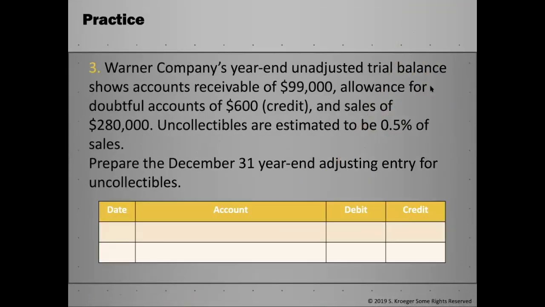This is number 3 on your classwork. We have Warner Company's year-end unadjusted trial balance, which shows accounts receivable of $99,000, allowance for doubtful accounts of a $600 credit, and sales of $280,000. Uncollectibles are estimated to be 0.5% of sales. Prepare the December 31st year-end adjusting entry for uncollectibles. We definitely have more information than we need here. All we really need is the amount of sales and the percentage.